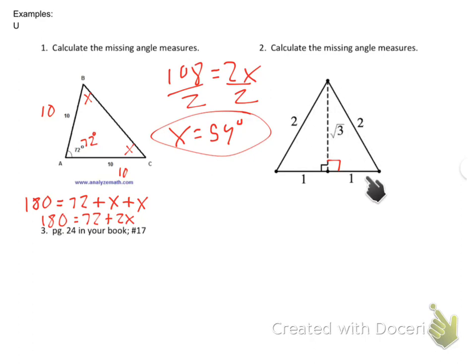Isosceles? I don't know if I could say isosceles. There's no sides that are the same. Scalene. So each one of these is a scalene triangle. You see that? 1, 2, square root of 3.